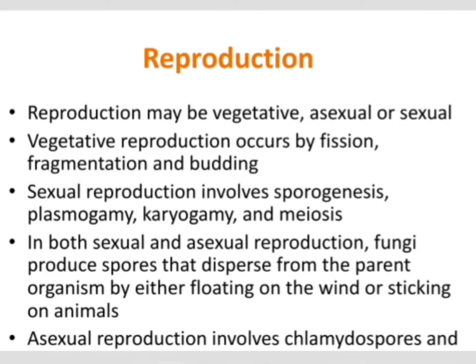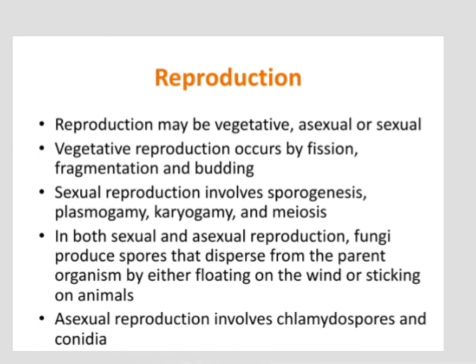Next is reproduction. Reproduction may be vegetative, asexual or sexual, and vegetative reproduction occurs either by fission, fragmentation or by budding. And sexual reproduction involves sporogenesis, plasmogamy, karyogamy and meiosis. In both sexual and asexual reproduction, fungi produce spores that get dispersed from the parent organism either by wind or through animals. Asexual reproduction involves chlamydospores and conidia. So asexual reproduction also involves the formation of spores. It is either chlamydospores or conidia.